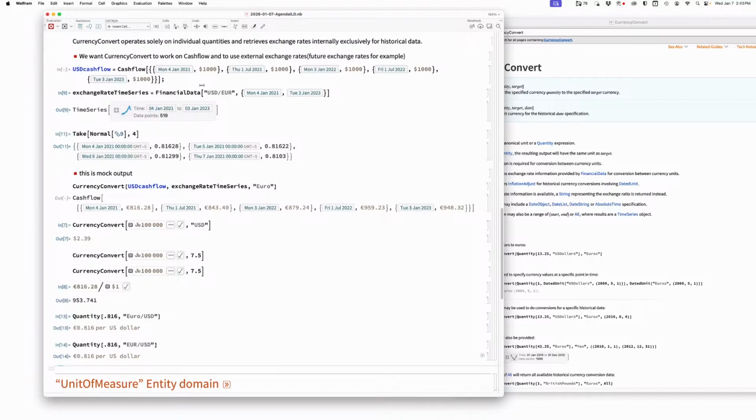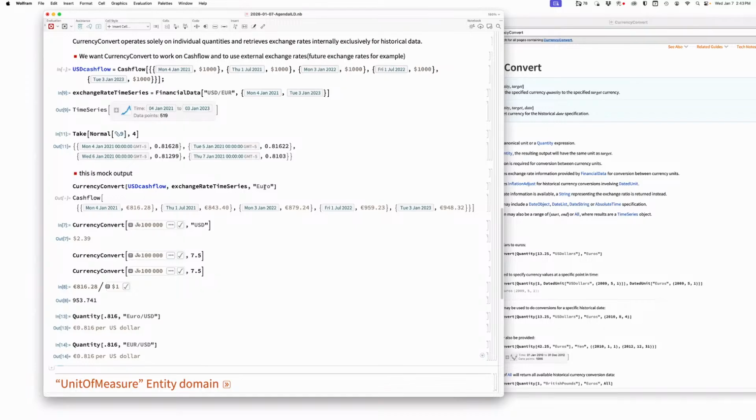Yes. So it matters that this side of it is in dollars and that side is in euros for how the currency convert will work. All right. Okay. So let's zoom out for a second here. Okay. So first point, should we have a function that returns exchange rate time series?